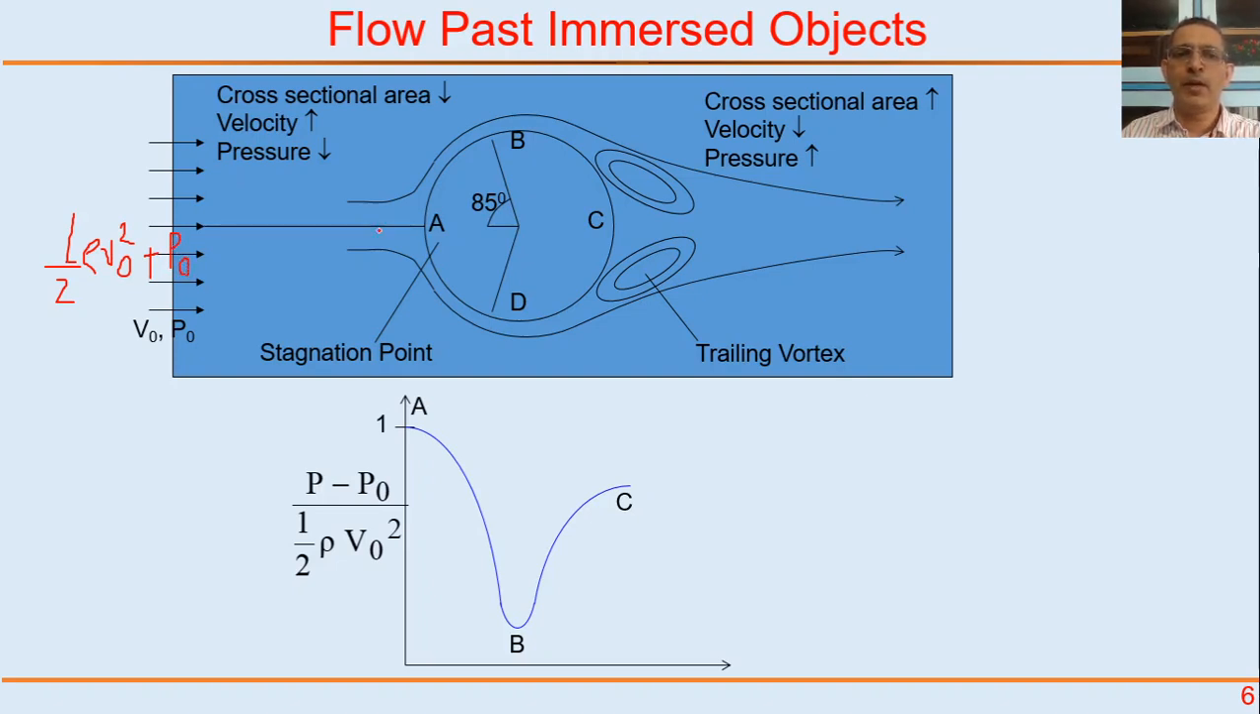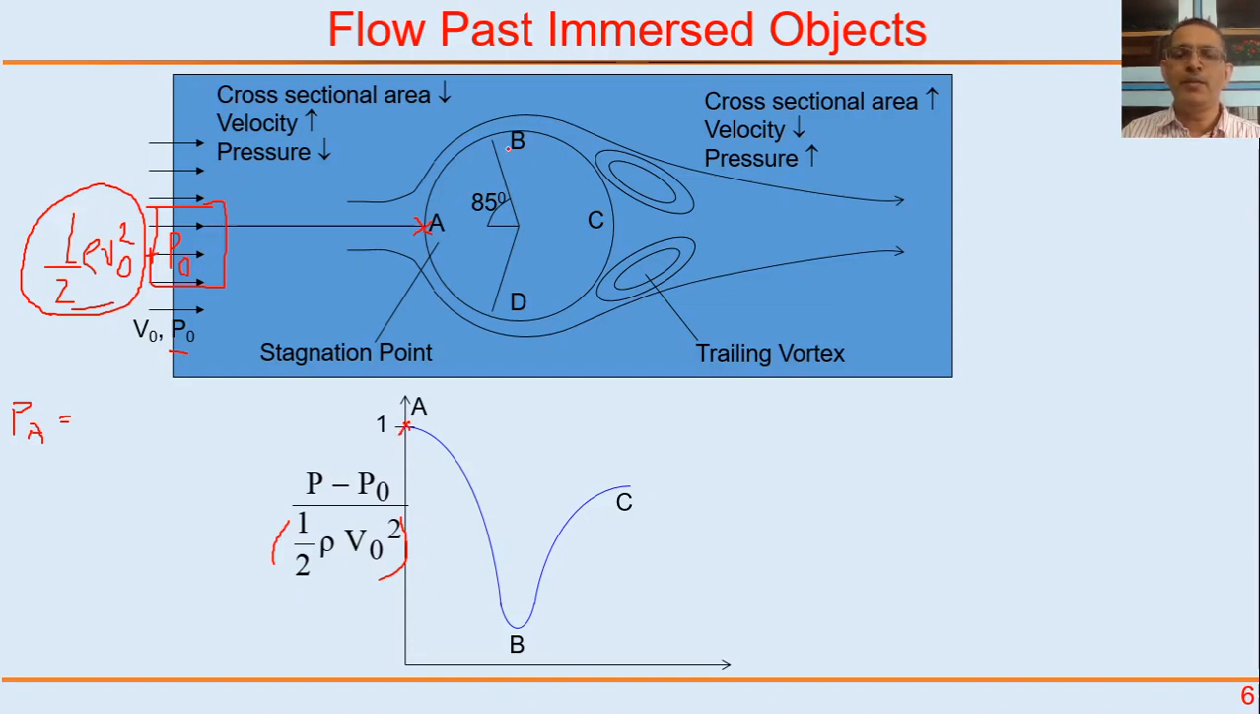If you look at point number A, velocity has become 0. So whatever kinetic energy was there, we call it dynamic pressure, and that will get added to what we call static pressure. So pressure at A will be higher than P naught, the static pressure at this location, by an amount half rho V naught square. Then P minus P naught, divided by half rho V square, becomes a dimensionless pressure. That value will become 1 at point number A.